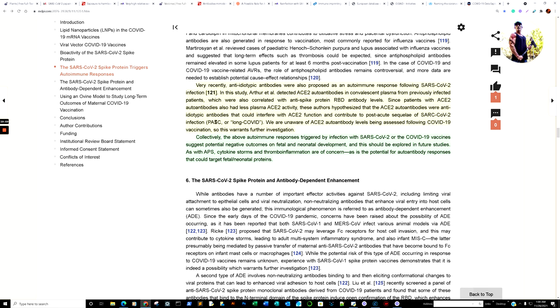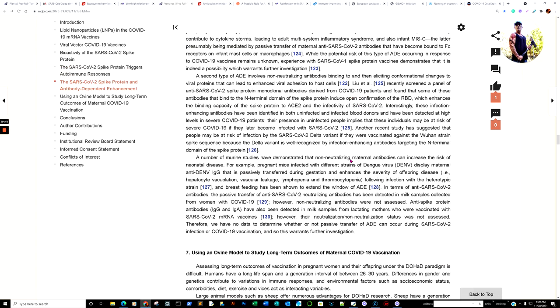Long COVID. All right. Now, this is going to be interesting. Start drawing connection between the words. And pay attention to this, because this is going to come up in another article too, just in a few seconds. We are unaware of ACE2 autoantibody levels being assessed following COVID-19 vaccinations, so this warrants further investigation. So be it. Collectively, the above autoimmune responses triggered by infection with SARS-CoV-2 or the COVID-19 vaccines suggest potential negative outcomes on fetal and neonatal development, and this will be explored in future studies. As with APS, cytokine storms and thromboinflammation are of concern, as is the potential for autoantibody responses that could target fetal neonatal proteins. This is a huge article.